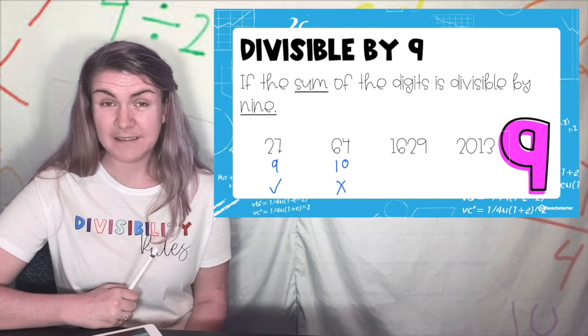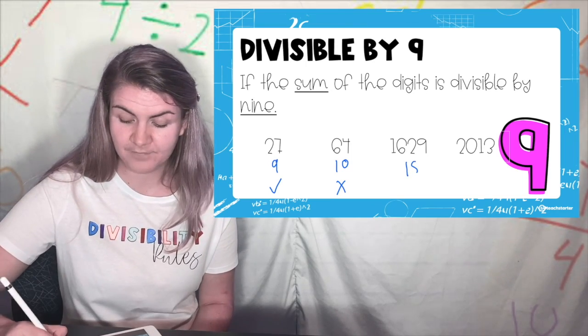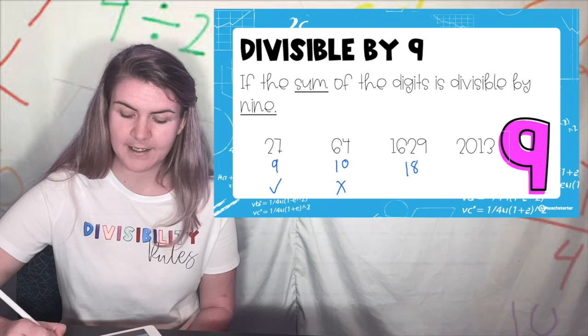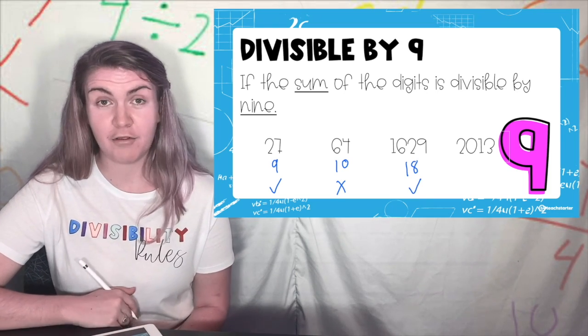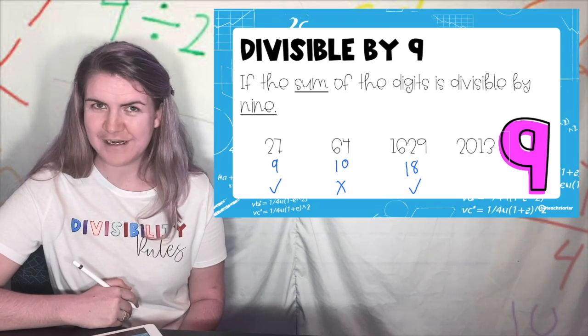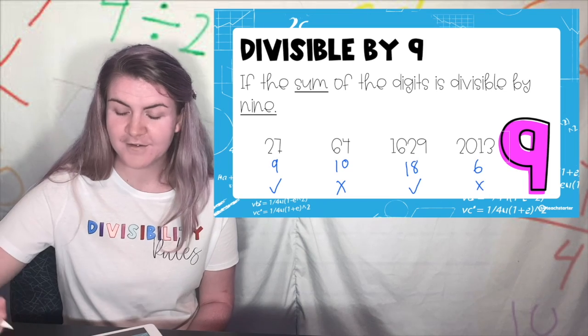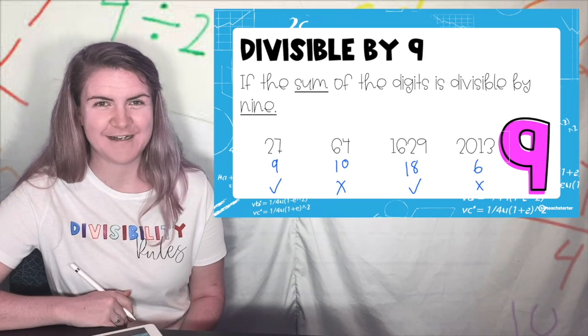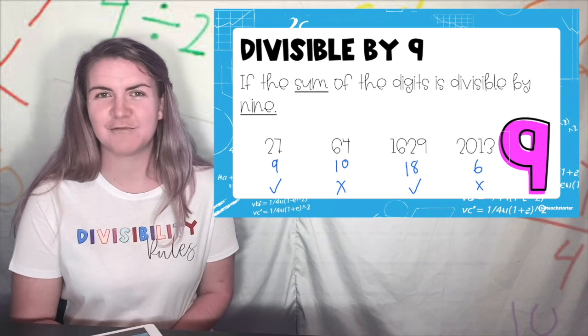1 plus 6 is 7, plus 2 is 9, plus 9 is 18. 18 is divisible by 9, so that number is divisible by 9. 2013: 2 plus 1 is 3, plus 3 is 6. 6 is not divisible by 9, so 2013 is not divisible by 9. So if the sum of the digits is divisible by 9, then the number is divisible by 9.